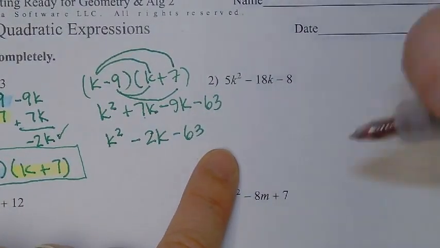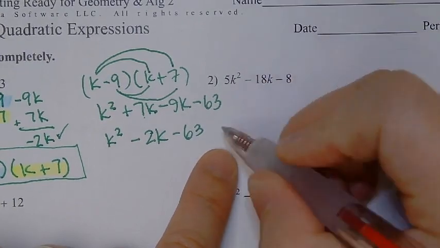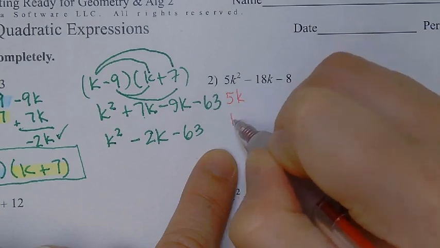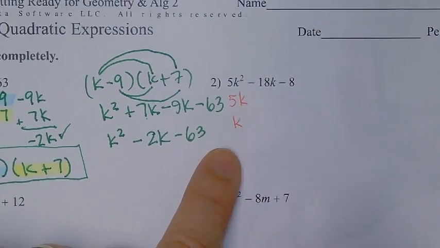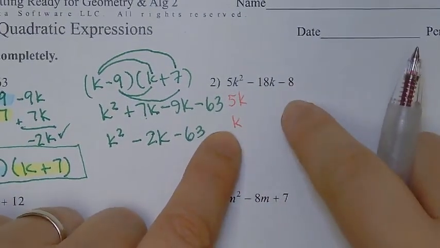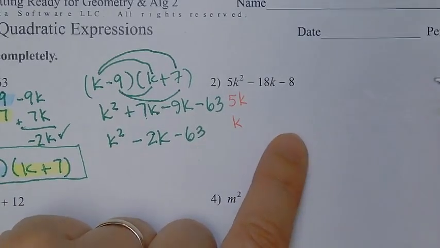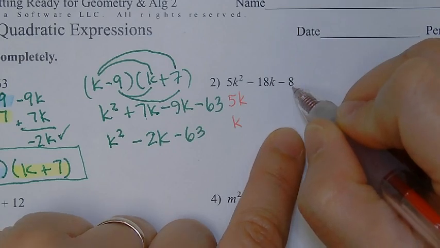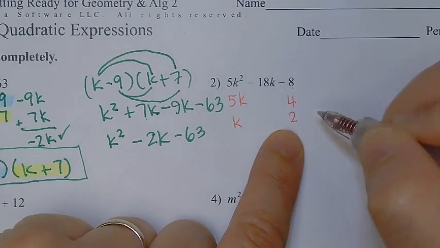Let me use a different color. We got 5k squared, so the only way we can get that is one of them is 5k and the other one is k. This order does not matter. This next order will matter, so we're going to have to try to figure out some stuff. So what multiplies to 8 is 4 and 2, right? So I'm going to go 4 and 2.